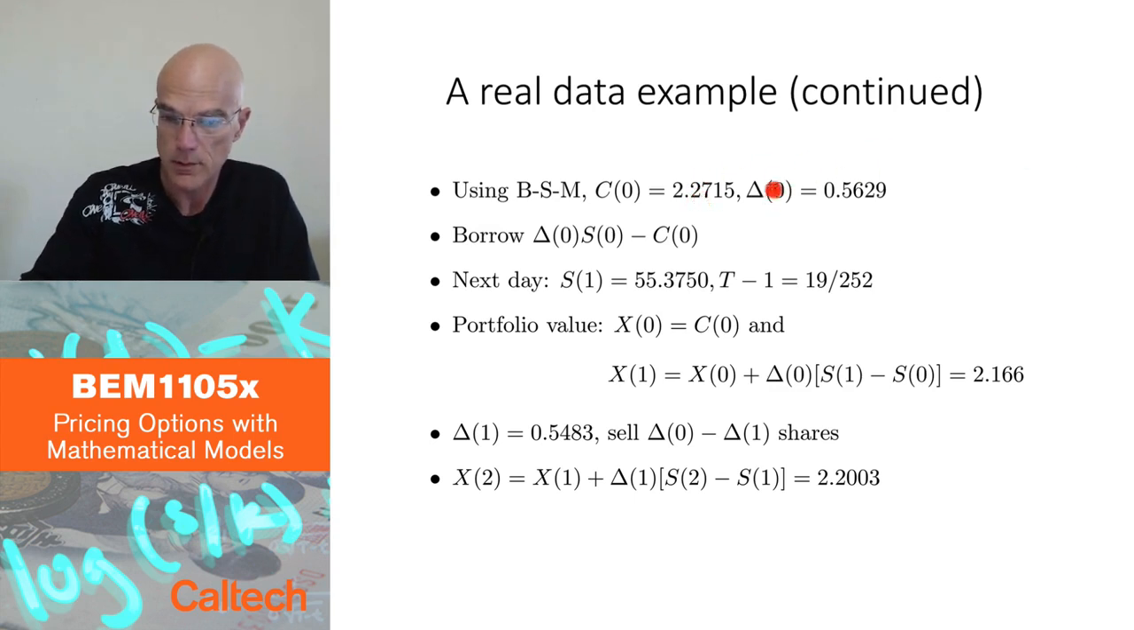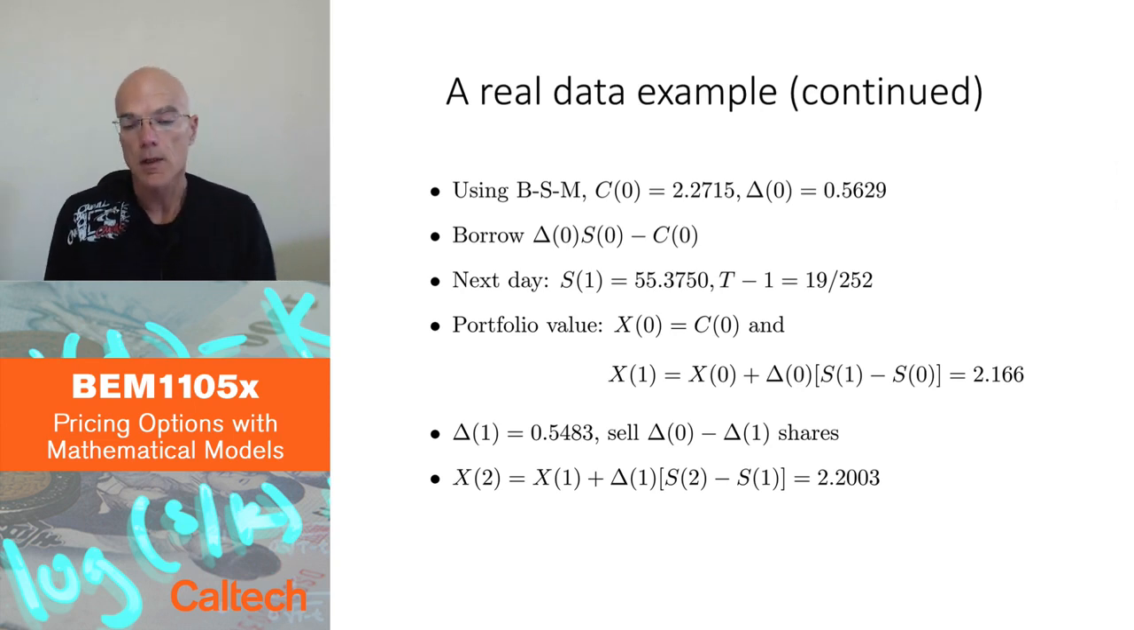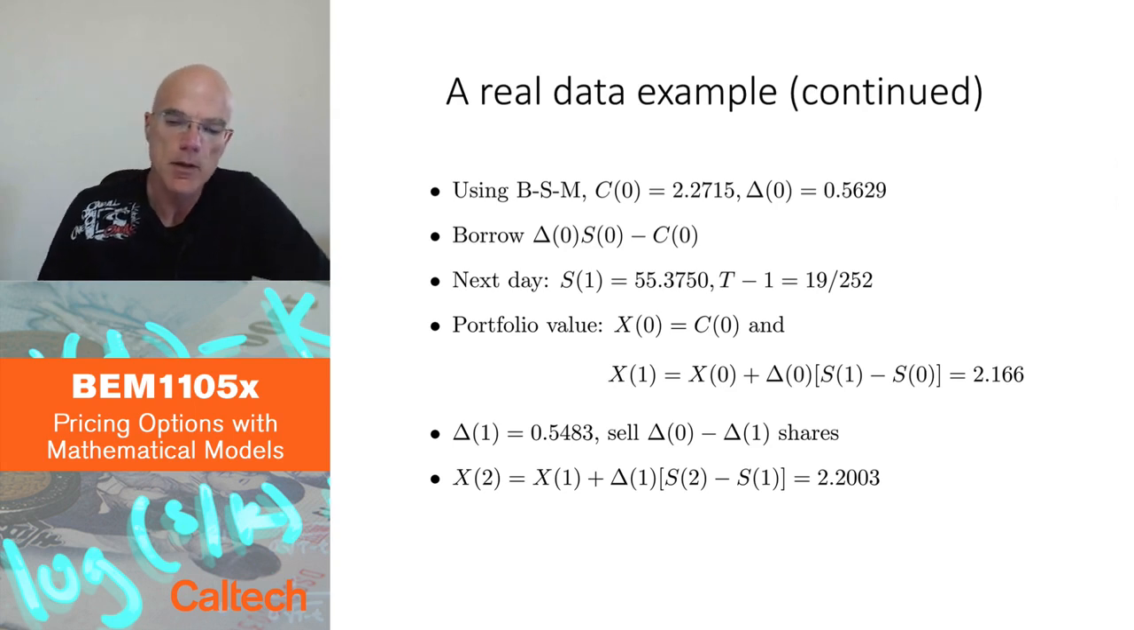Then I compute the delta of the option at time 0 using N of d1. I get 0.5629, which means that I have to hold long, have to buy 56% of the number of options that I'm hedging, 56% of that number in terms of the number of shares that I have to buy to hedge the option. As usual, I'm assuming if it's only one option, I can actually buy 0.56 of one share of the stock. So I'll assume I can do that.